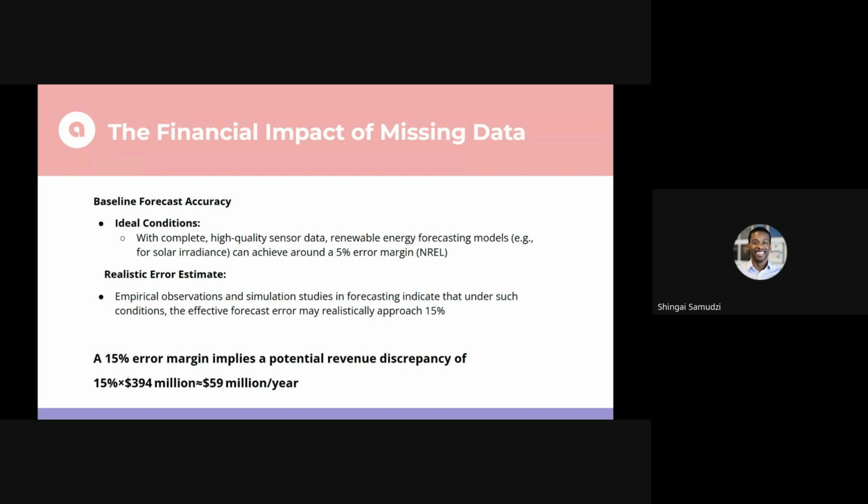We see that the error margin triples effectively to about 15%. And that implies a potential revenue discrepancy of about $60 million a year. Now, again, this is in the most optimistic of circumstances, right? If we're just assuming a 33% missing data rate, we see a 15% error margin. Realistically, though, when you have generation that has substantially worse data gaps than that, your error margins are going to be substantially bigger.